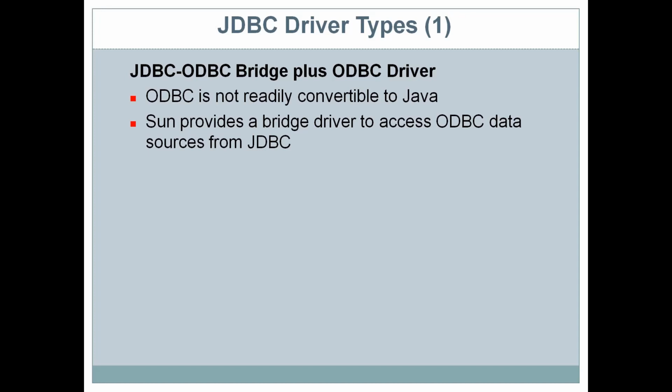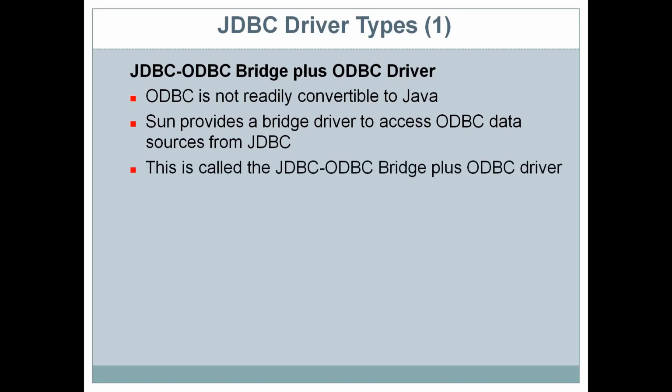So if we have earlier programs which are using ODBC, we cannot connect those programs directly to our Java application by using ODBC. So we needed something by which we can connect pre-existing things with a Java application. For that, they proposed the JDBC ODBC driver. If ODBC is already present, we can use the JDBC ODBC driver to connect with the ODBC API. So Sun provides a bridge driver to access ODBC data sources from JDBC. This is called JDBC ODBC bridge plus ODBC driver.